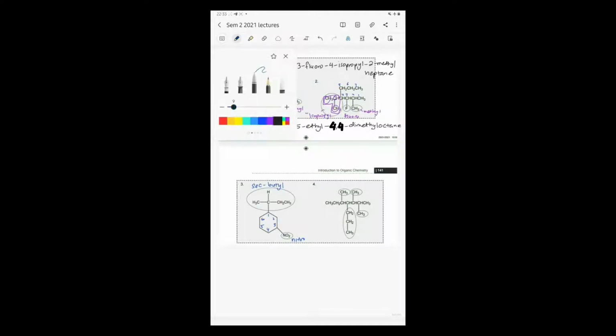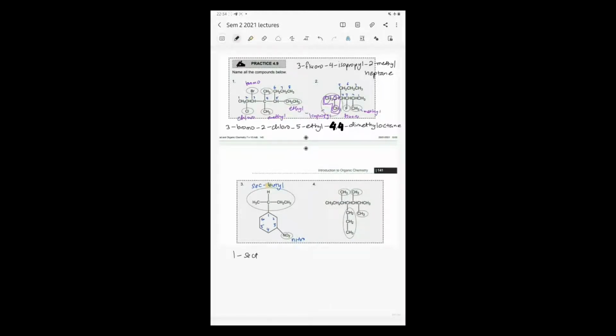So give a name to this compound. We have nitro at carbon number 3. We have sec-butyl at carbon number 1. Why do I put 1 as attached to sec-butyl? Why not nitro carbon number 1? Because as I said just now, we have to follow alphabetical order. So sec-butyl will come first. We consider the B in butyl, not the sec, not the S. So the name of this compound is 1-sec-butyl, 3-nitro, cyclohexane.